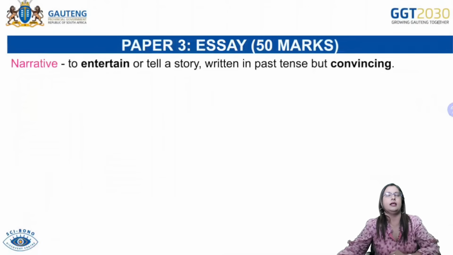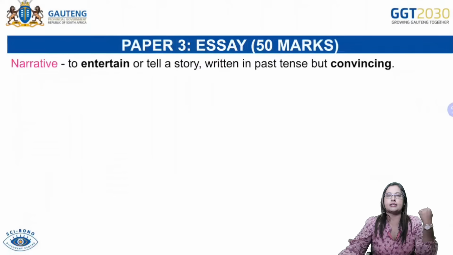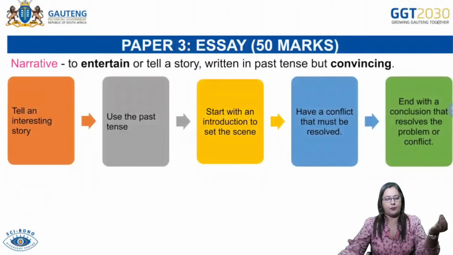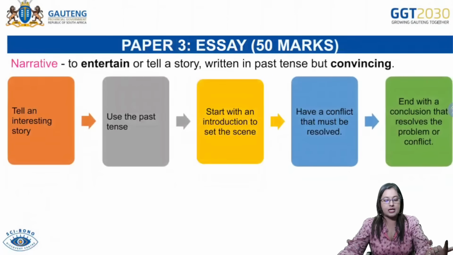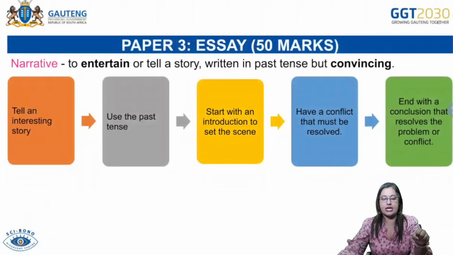The essays. Now let's look at the various types. I'm just going to run through these very quickly because you should be knowing them by now. The narrative obviously is there to entertain the reader. You're telling a story, you are talking about something that has happened or taken place, and it has to be very convincing. You are giving us a storyline, using your past tense, and making sure that you have an introduction giving us background information about where this actual scene is taking place.